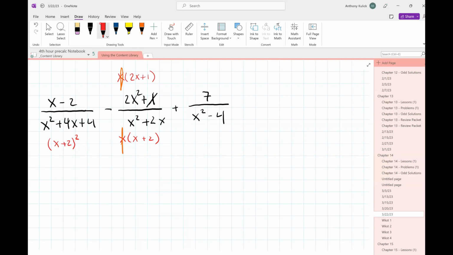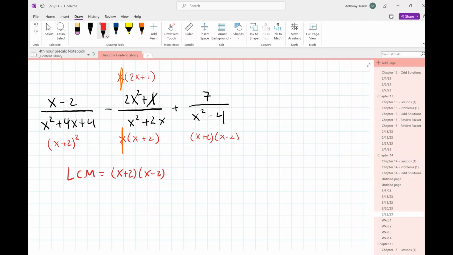And then my last one, 7 over x squared minus 4. How does x squared minus 4 factor? X plus 2, x minus 2. Okay, so what's my least common multiple going to be here? X plus 2 and x minus 2. Okay, those are the distinct factors.